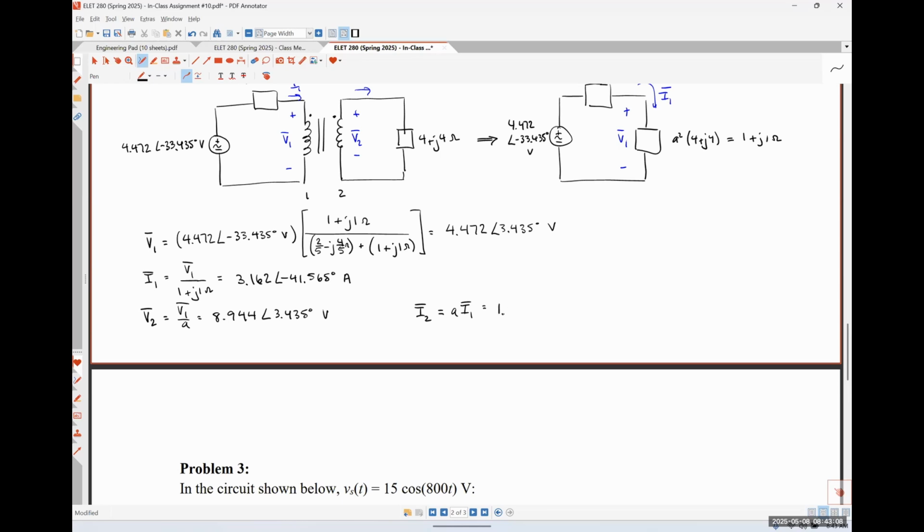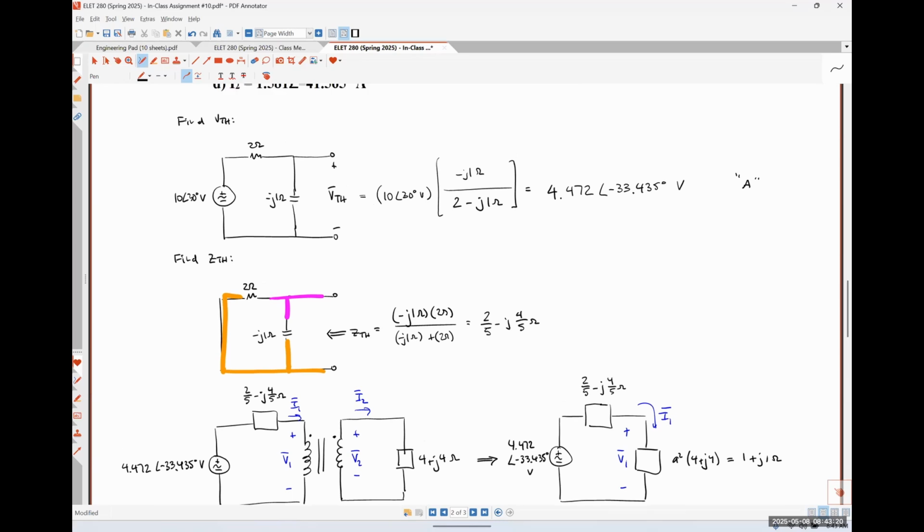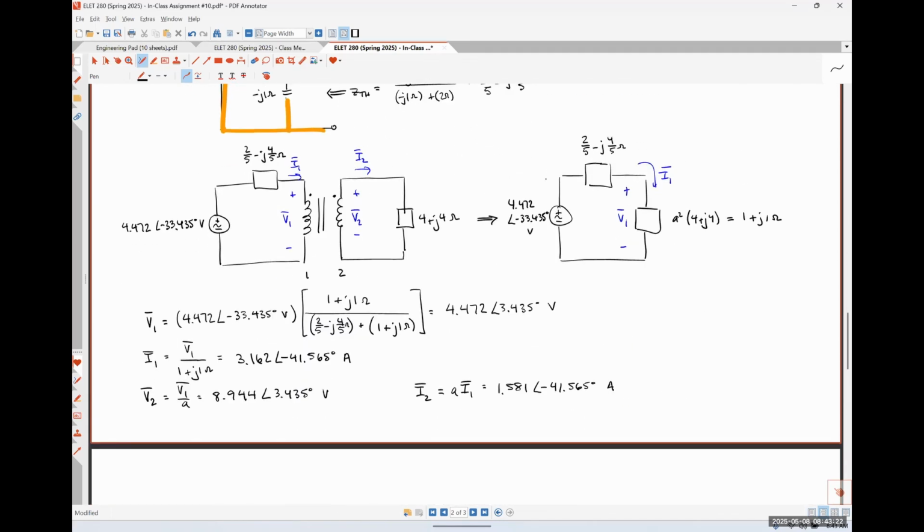Which I get to be 1.581 with an angle of negative 41.565 degrees amps. Let me just double check. Yep, everything checked out there. So the hardest part of this one to me was the part where we had to make it look like the things that we've done before, right? Okay.